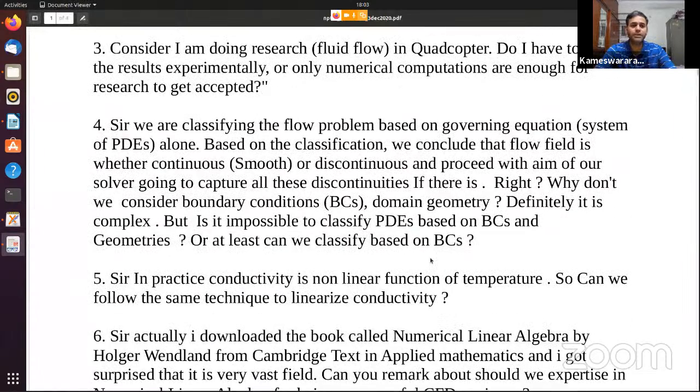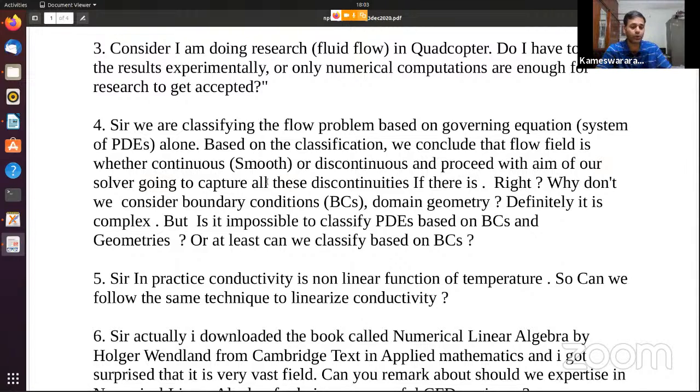All right. The fourth question is, we are classifying the flow problems based on governing equations alone. Based on the classification, we conclude whether the flow field is continuous or discontinuous, and proceed with the aim of our solver capturing all these discontinuities, if there are any. Is it right? If yes, then why don't we consider boundary conditions or domain geometry? Definitely, it is complex, but is it possible to classify partial differential equations based on boundary conditions or geometries? Or at least can we classify based on boundary conditions?